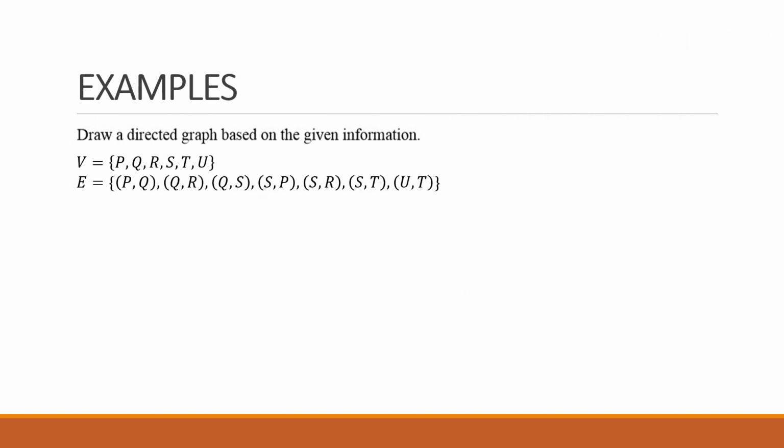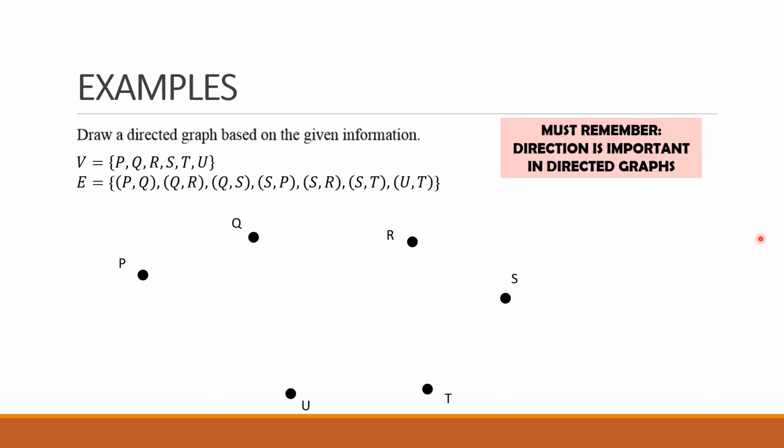Alright, so now let's look at examples on how to draw a directed graph based on the given information. Just like we already learned before in drawing any graph, the first thing is that we determine the vertices, and then we draw the vertices randomly. So we have P, Q, R, S, T, U. Then the important thing in drawing a directed graph is the direction. Must remember the direction is very important in directed graphs.